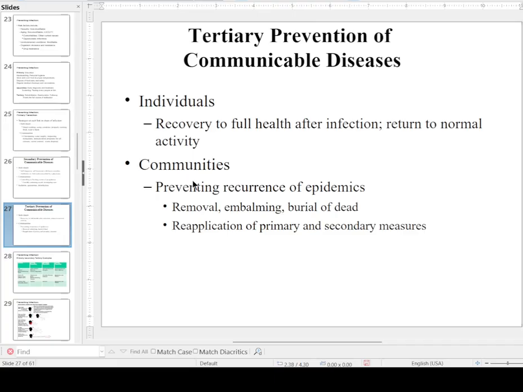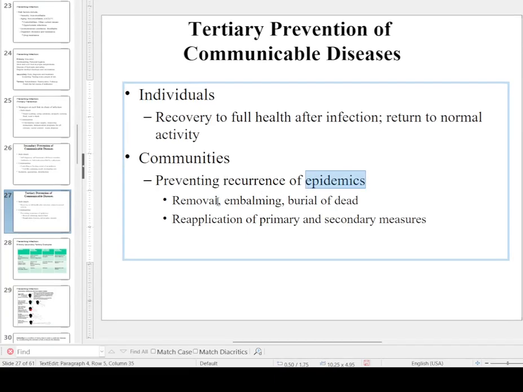Oh, so communities. In an epidemic, some people end up dying. Some people were that sick. They were so sick that they can't tolerate yet one more thing. And then this one more thing comes along, this epidemic. So it causes loss of life. What do you do? What happens? Then effective and appropriate removal of the deceased is part of tertiary.